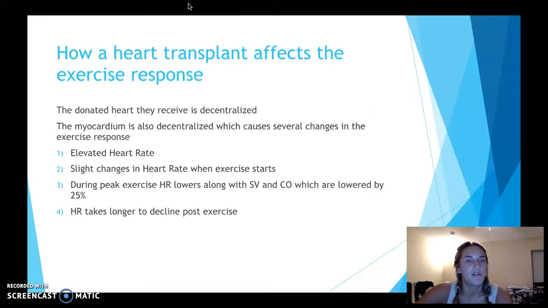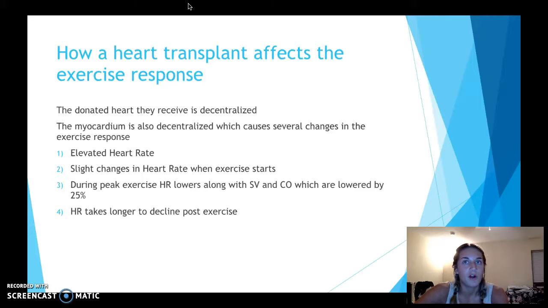How the heart transplant affects the exercise response. The donated heart they received is denervated. Since it's denervated, it means that the autonomic nerve fibers are severed. Regeneration can occur after 1 year, but isn't very likely. Most of the time, denervation is permanent. The myocardium is denervated, which causes changes in the exercise response.